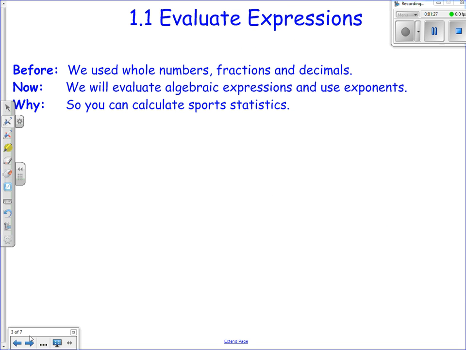Our goal today is to evaluate algebraic expressions and use exponents. Previously, we've evaluated expressions with numbers, fractions, and decimals. You will see numbers, fractions, and decimals today, but in the form of an algebraic expression or an exponent. One example would be sports statistics. Keep in mind, statistics are used in all kinds of industries, not just the sporting industry.